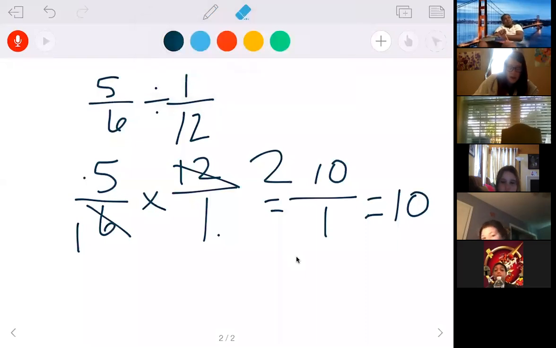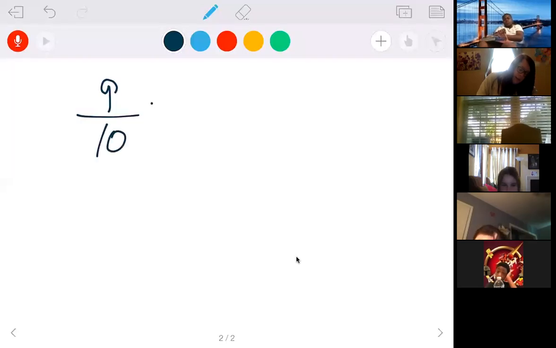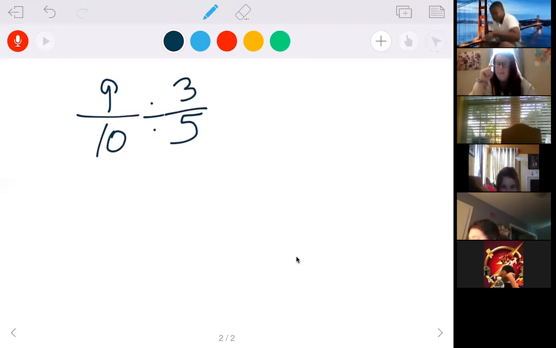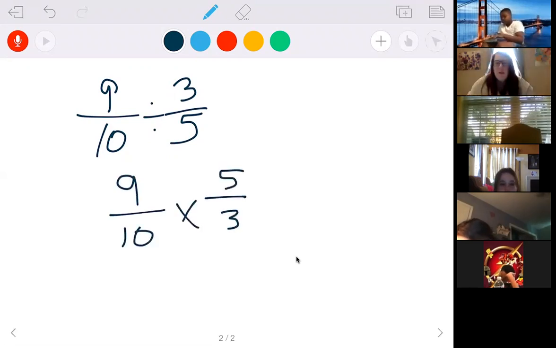So I'm going to clear, write down 9/10 divided by 3/5. 9/10 divided by 3/5. Okay, so first step is I'm going to rewrite 9/10 times 5/3. And if you want to go ahead and write it like that on your paper every time when you solve it, you can. It'll save you a step.